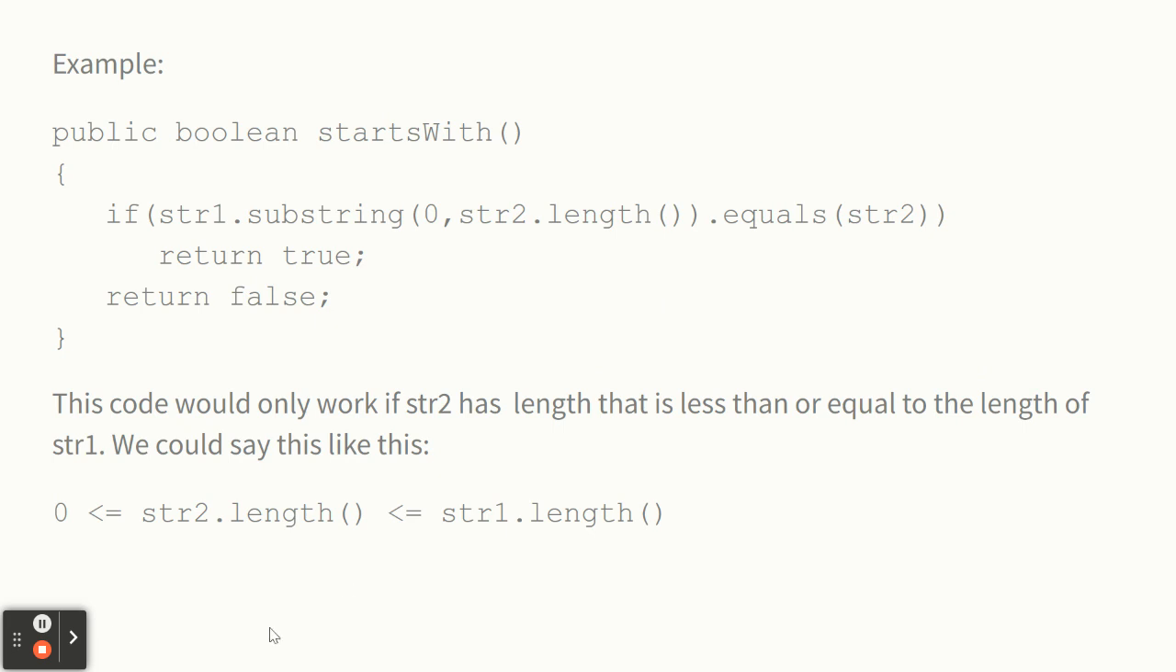So you might see something like this in a comment. Precondition, 0 less than or equal to string 2.length less than or equal to string 1.length, which is a fancy way of saying string 2 is the same length or shorter than string 1. And they're both greater than 0. Well, or equal to 0, I guess. Probably it'd all work if they were all 0.